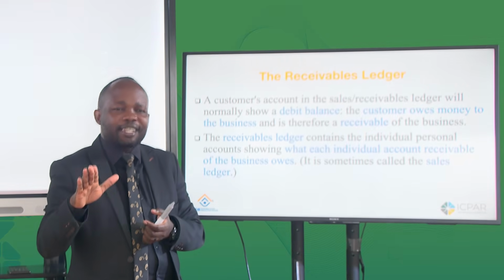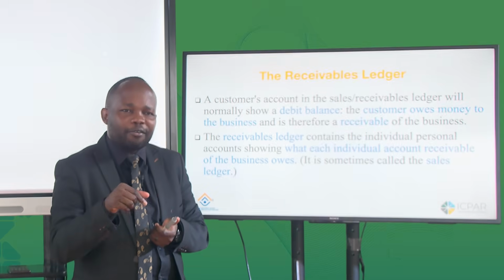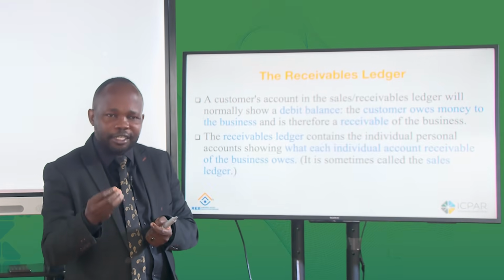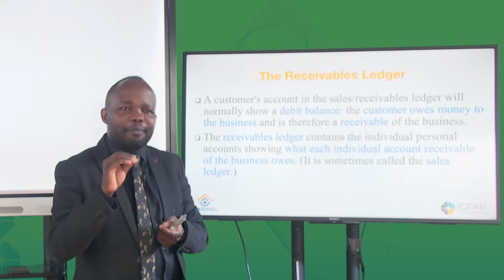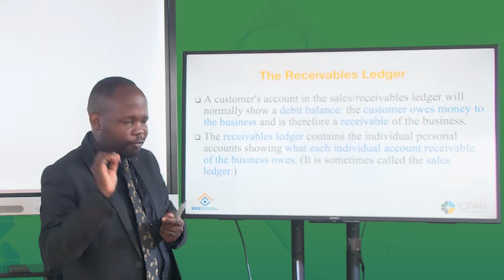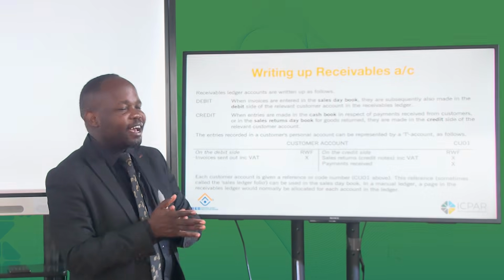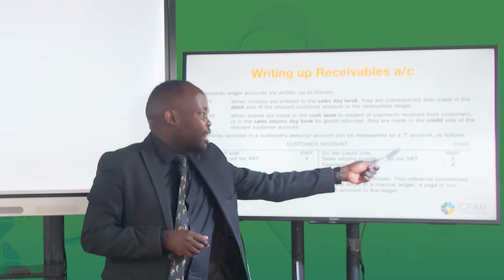In the credit side, we will show the credit notes that were provided, sales returns, and we will show also the cash received, any discount provided, any bad debt written off. But we will come to that. Writing a receivables ledger, what I've just explained. There will be a T account.